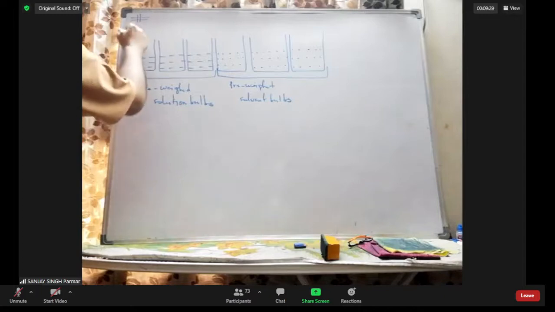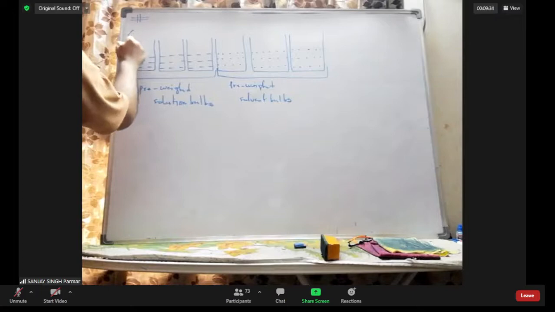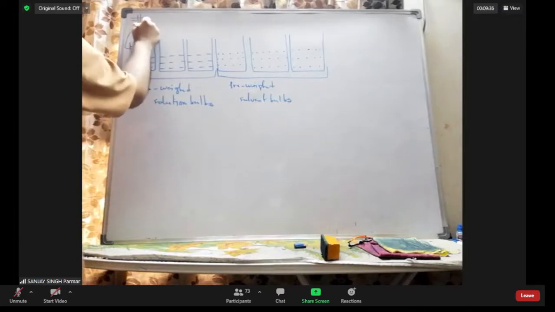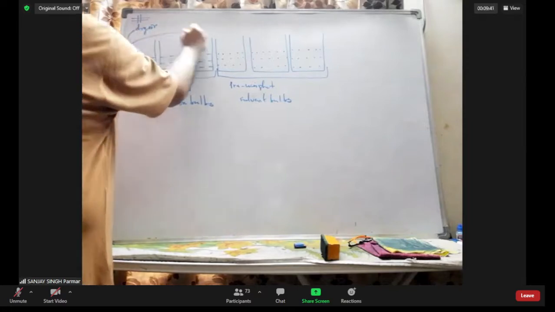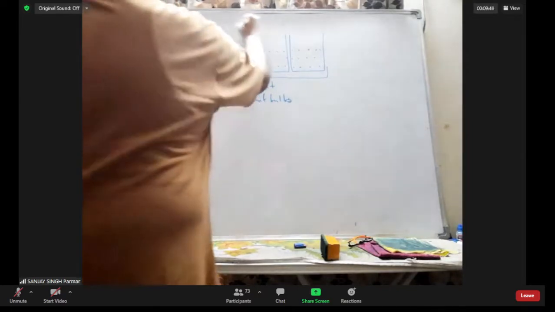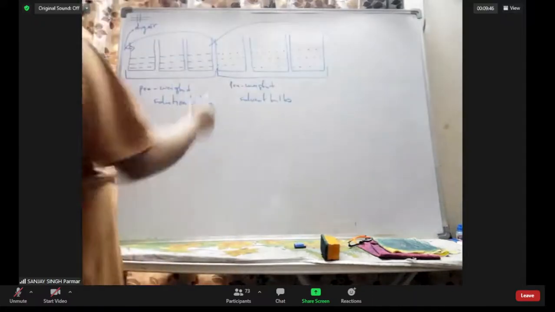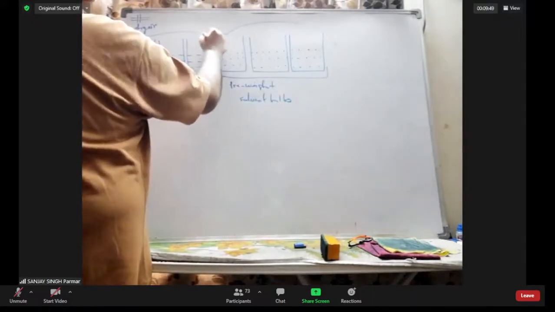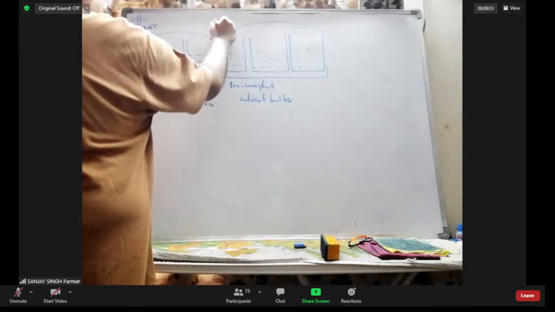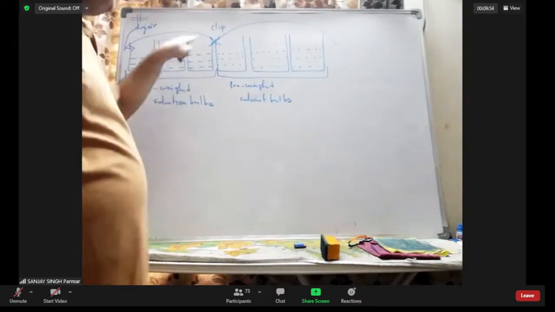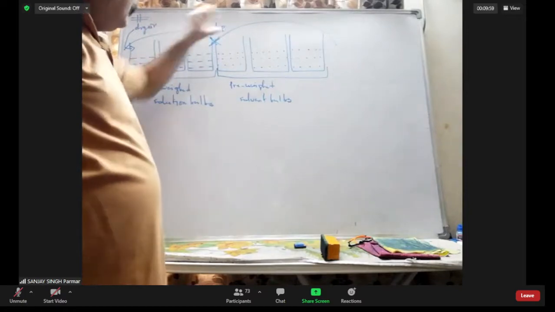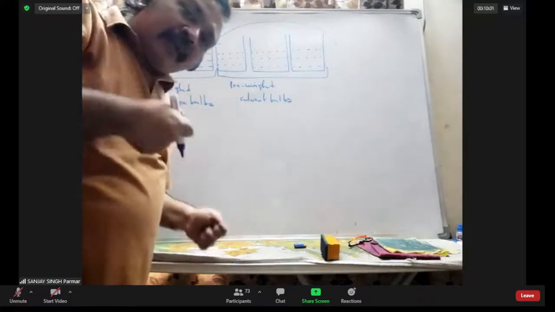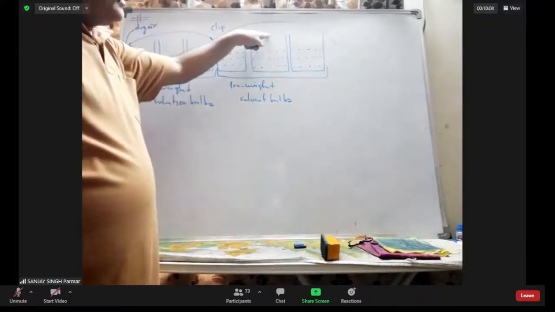And from here we are passing dry air. This is covered. And here we are having a clip. The clip is not allowing the vapor to enter here. When we remove the clip, then vapor from this can enter in this.